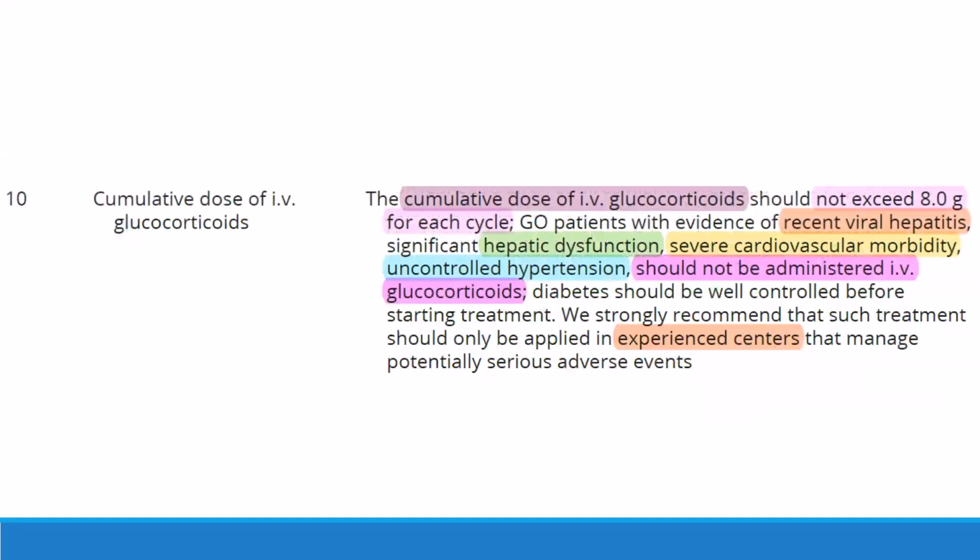Intravenous glucocorticoid is the best management for moderate to severe active Graves' orbitopathy, and the cumulative dose of intravenous glucocorticoid should not exceed 8 grams for each cycle. And don't forget that Graves' orbitopathy patients with evidence of recent viral hepatitis, significant hepatic dysfunction, severe cardiovascular morbidity, or uncontrolled hypertension should not be given intravenous glucocorticoid because it will exacerbate the underlying pathology. And of course, intravenous glucocorticoid should be administered in well-qualified centers.